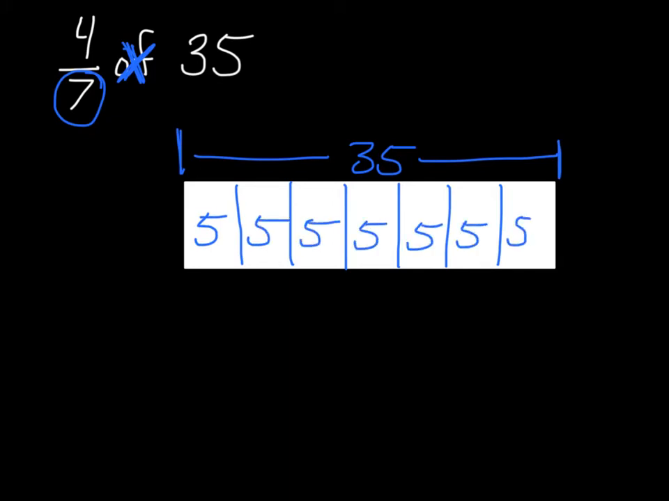And again, you could check. If you add together all of those 5s, they would add up to be 35. They represent the total amount. Now we're ready to find your answer. We want 4/7 of the 35. So I want 4 of these 7 pieces.